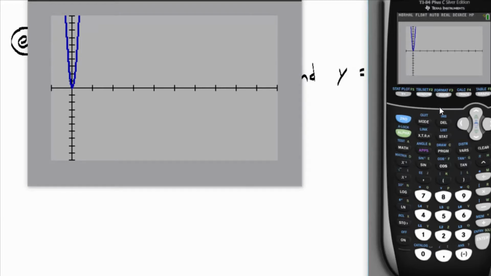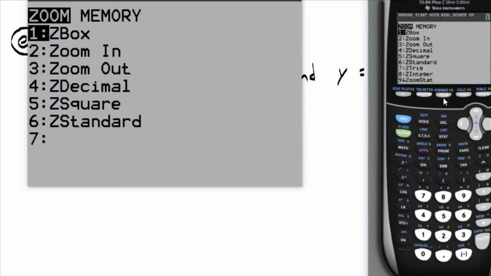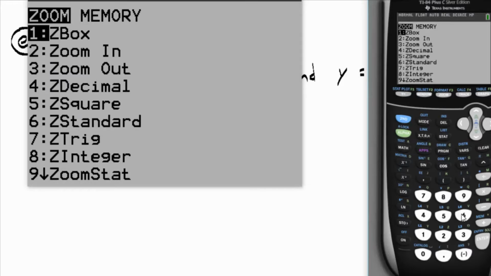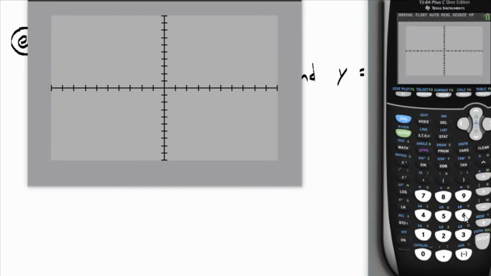Whoops, okay, close your eyes. That's not what I wanted. I wanted to graph it on a standard screen. Come on. There we go. Now it's going to go on a standard screen, negative 10 to 10 on both axes. Here we go. So here is y equals x squared. And then next up, y equals x squared minus 5.